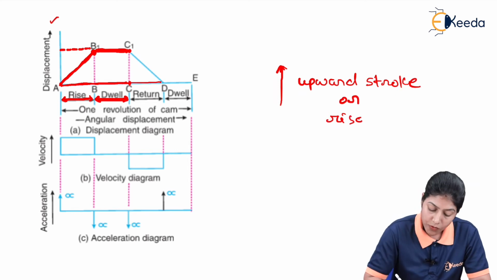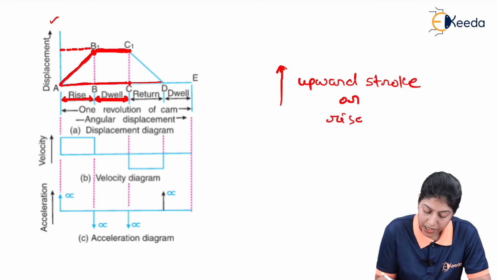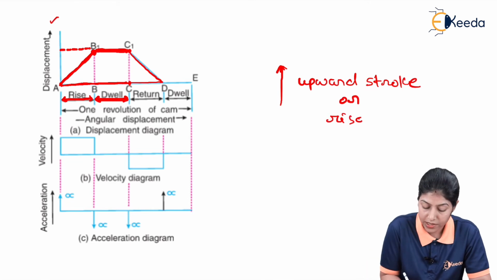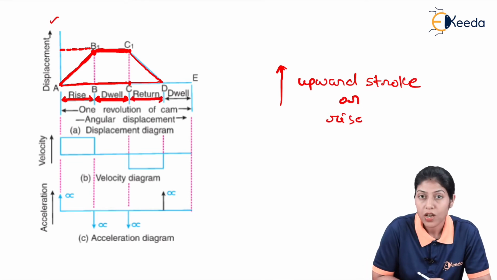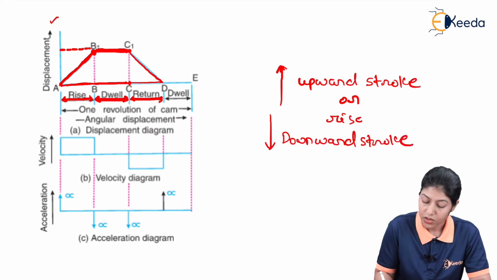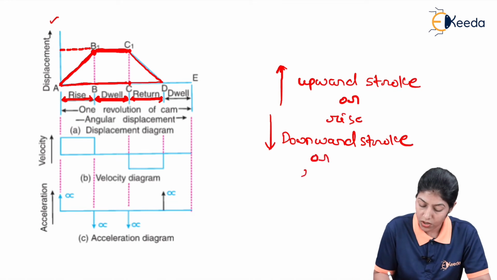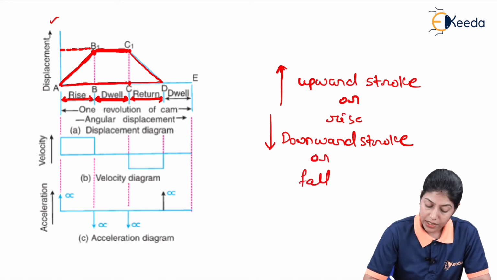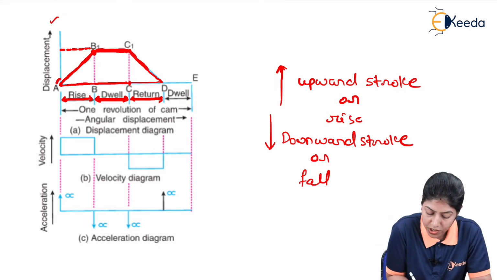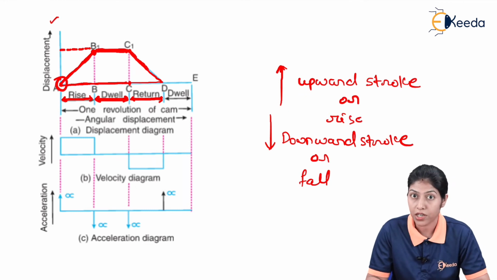of the follower. Now from point C1, when the cam is rotating, as per the shape of the cam, the follower will move down toward its original position. So that is considered as the return stroke of the follower, and in that condition the follower is moving downward. So this is called downward stroke or fall. In that condition also displacement is continuously decreasing, and this point A is representing the rest condition or the initial condition of the follower.